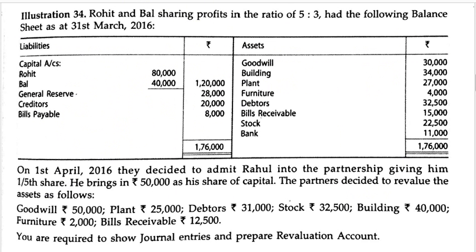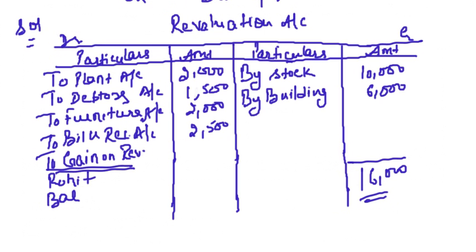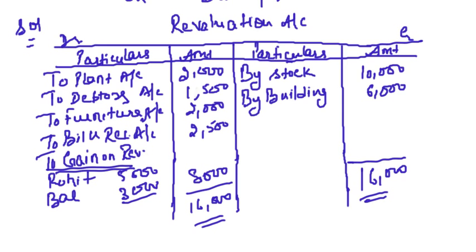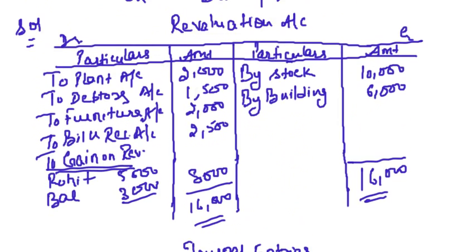What is the old ratio? 5:3. That means 5,000 and 3,000. So the total is 8,000 and the total of the account is 16,000. So this is our revaluation account. Clear? Now, let's see the journal entries now. It's very easy. Now we can pass journal entries from this revaluation account only.